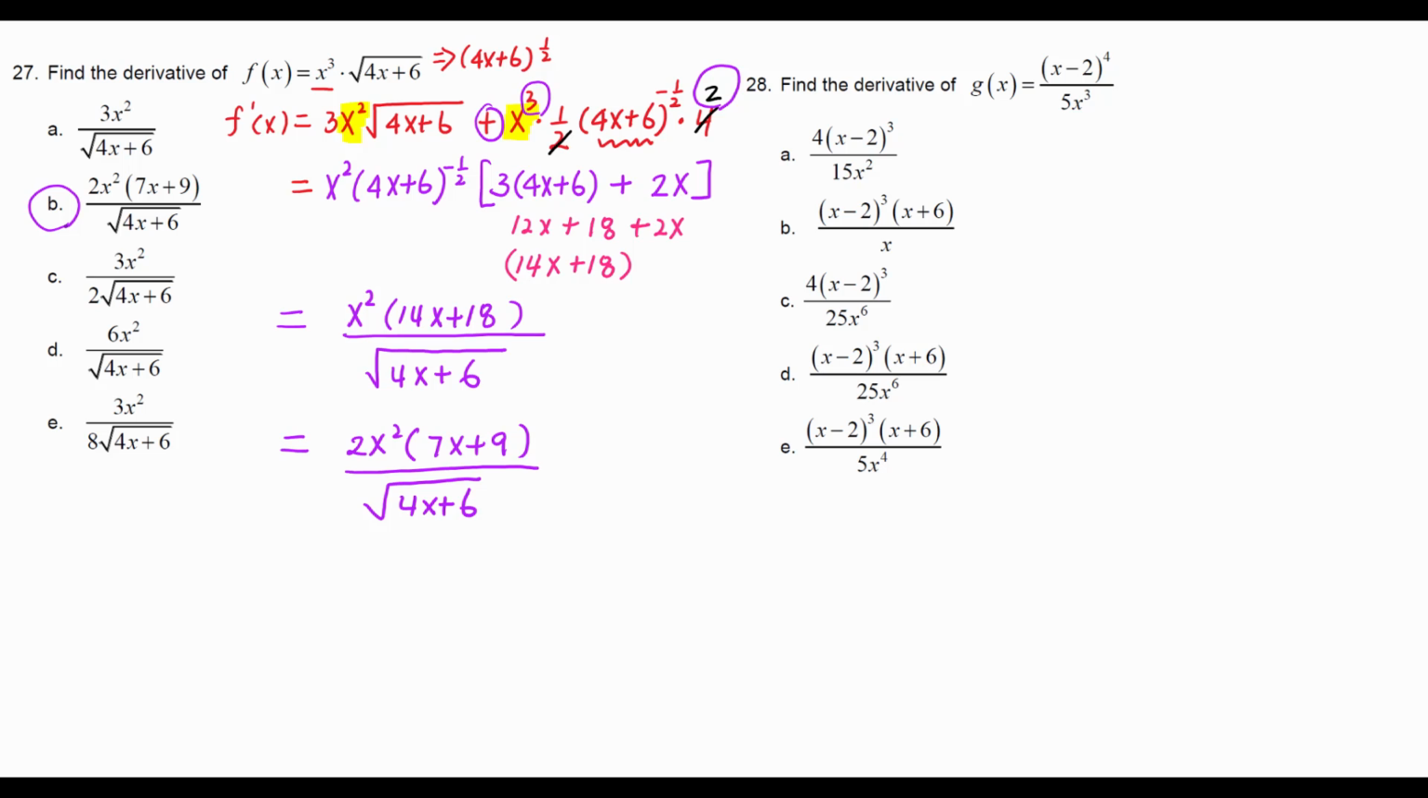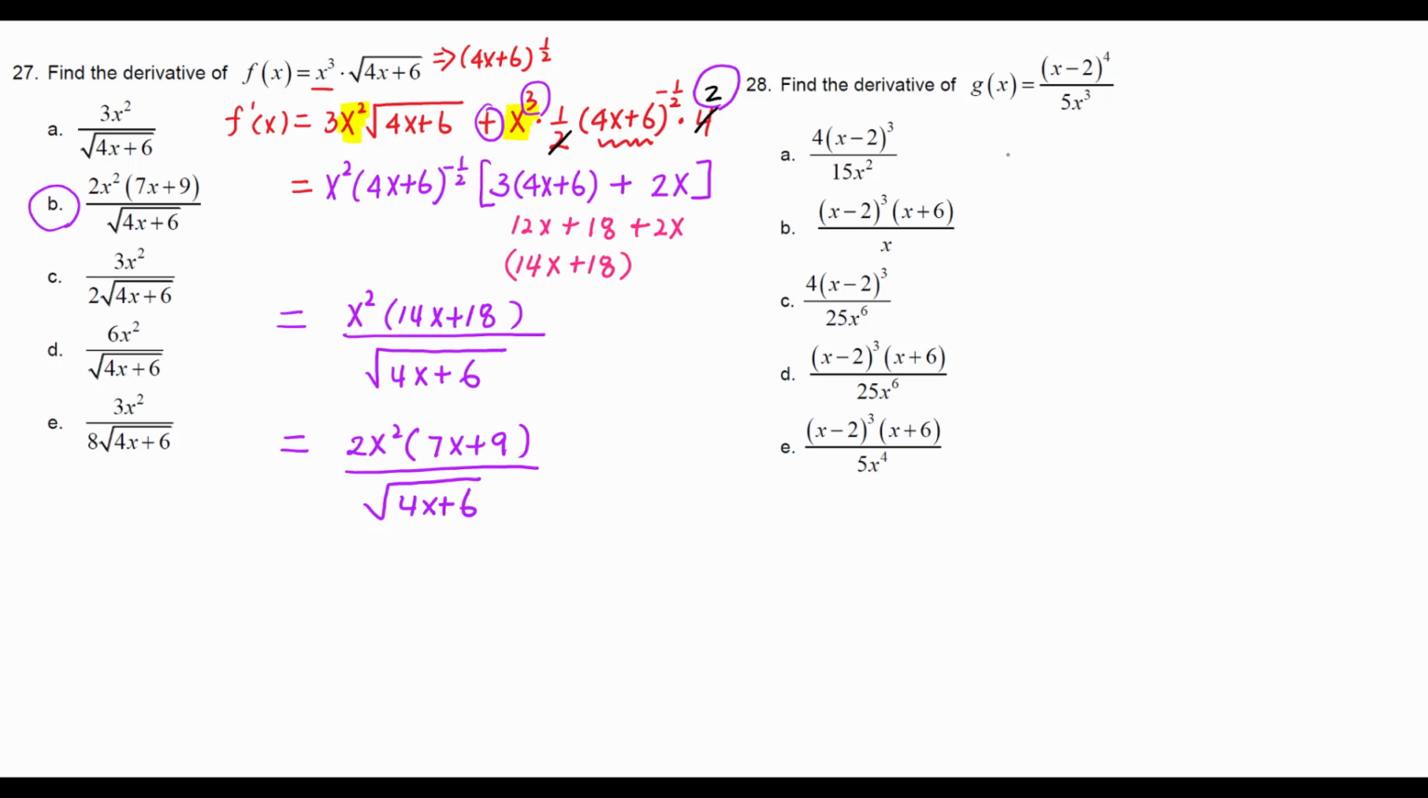Number 28. Find the derivative of g of x equals the quantity x minus 2 to the 4th power over 5x cubed. So what do we need to use to take the derivative of g of x? Quotient rule. Correct. And what was the quotient rule? Low d high minus high d low over square below.